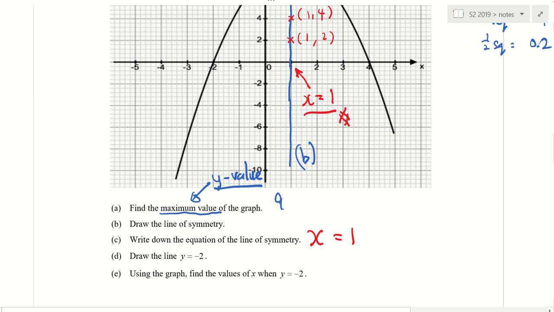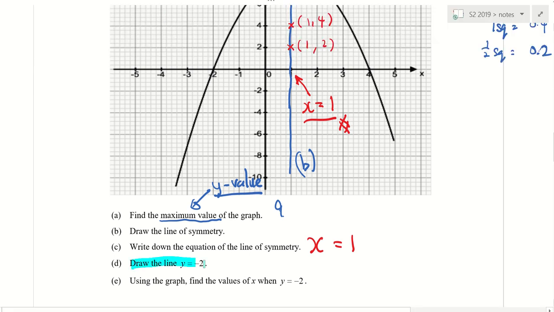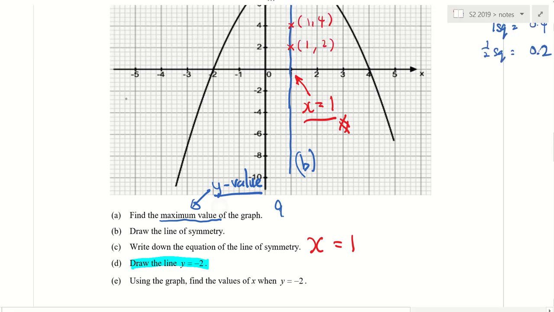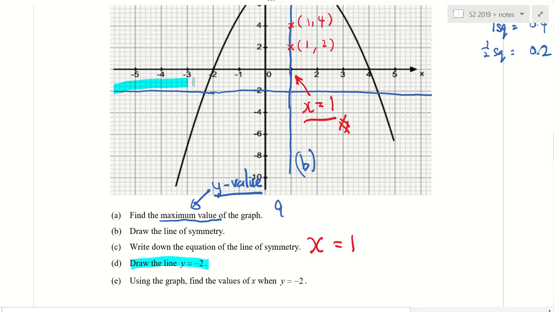Is it? Yes. So y equals to negative 2 means it is actually not a vertical line anymore, but a horizontal line. So for this, I'm able to draw something like that. Please use a ruler and draw this line. And this is the answer for D.